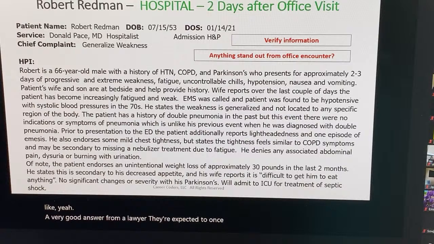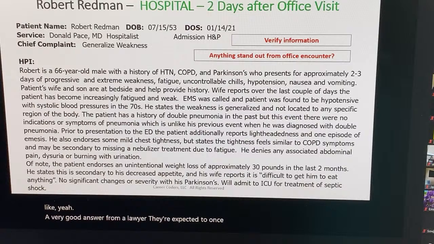So the chief complaint when he came in was generalized weakness. Now I'm going to read through this real quick. I might skip a little. 66-year-old male with a history of hypertension, COPD, Parkinson's, who presents for approximately 2 to 3 days of progressive and extreme weakness, fatigue, uncontrollable chills, hypotension, nausea, vomit. Remember, in the doctor's office he had fatigue, but here generalized weakness is one of the reasons that he was brought into the hospital.